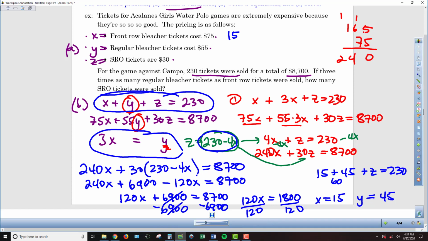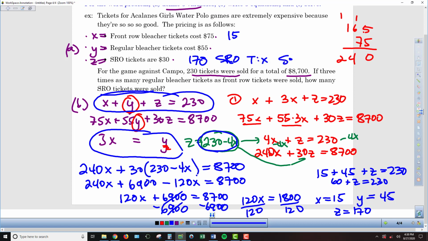60 plus z equals 230. And so then my last step is to subtract 60 from both sides, and we end up with z equals 170. So that means there were 170 SRO, standing room only, tickets sold.